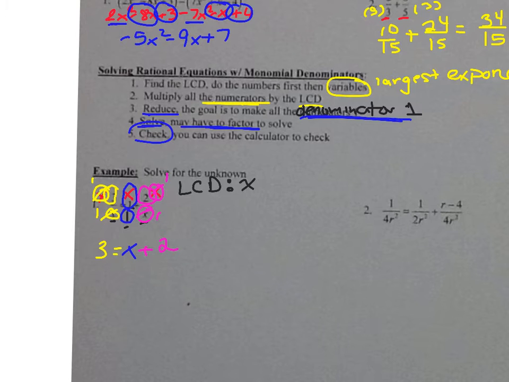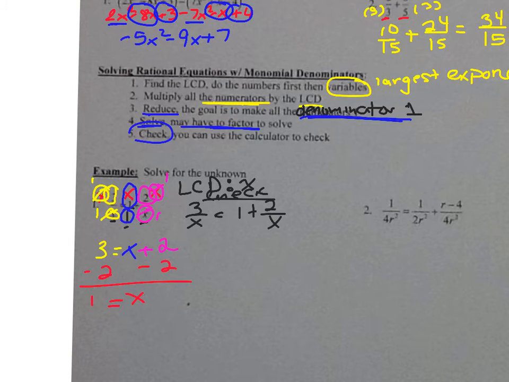Okay, so now we're going to solve this. Minus 2 from both sides. X is equal to 1. Now you do have to check these, okay? So when you check these, you do have to check the original. So the original, which I wrote all over, was 3 over x equals 1 plus 2 over x. All right, so this is your check.